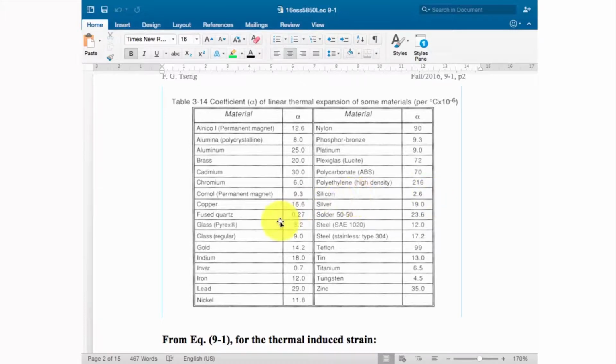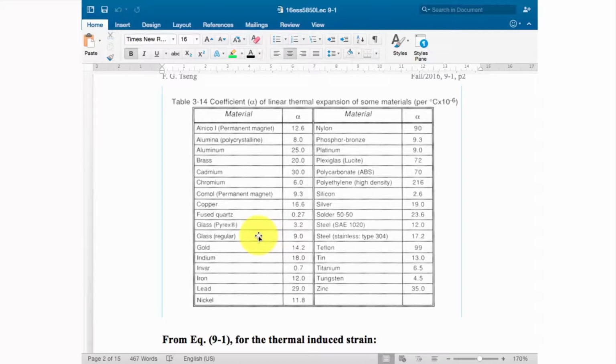And when you look into quartz, it's even lower, 0.27. So it's 1 order of magnitude lower in CTE than silicon. Also glass, either Pyrex or regular glass, are also under 10. I mean the CTE is under 10. So this is the first category.